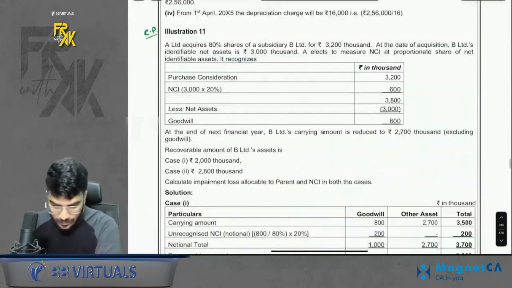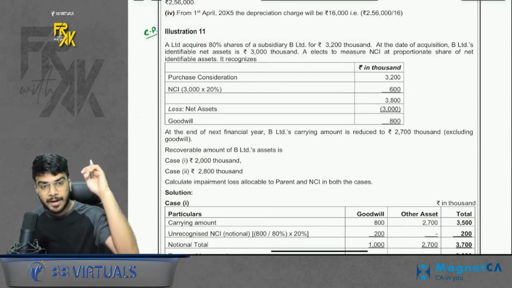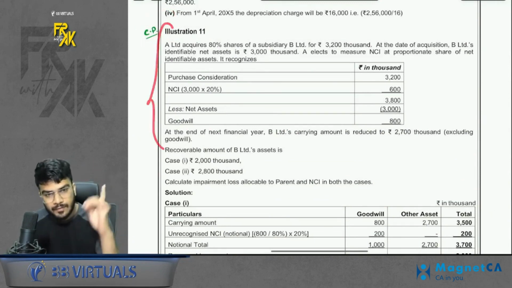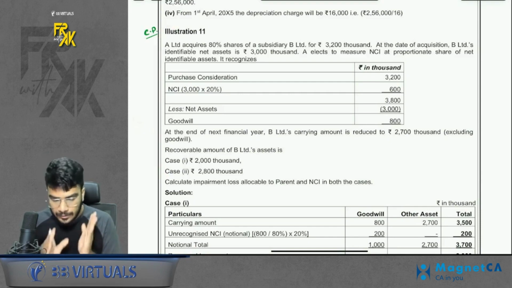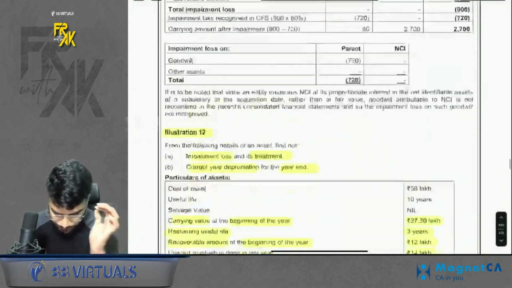This was illustration number 10. See, under certain illustrations, I've written CP. CP means common pool. Do you remember one point which was pending in revision? These questions relate to that point. So when I'm revising that point, I will also take up these questions. That doesn't mean these questions are not important. They are important, so I will take the important questions out of these when I'm revising that particular concept. Don't worry about it. Okay, sir.